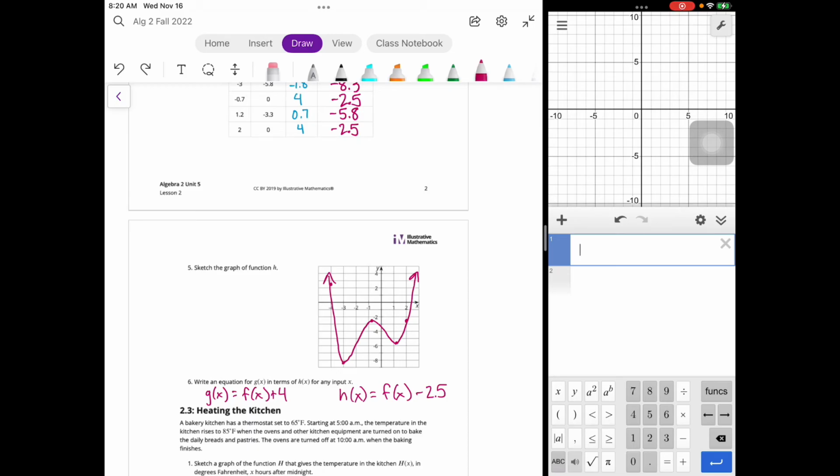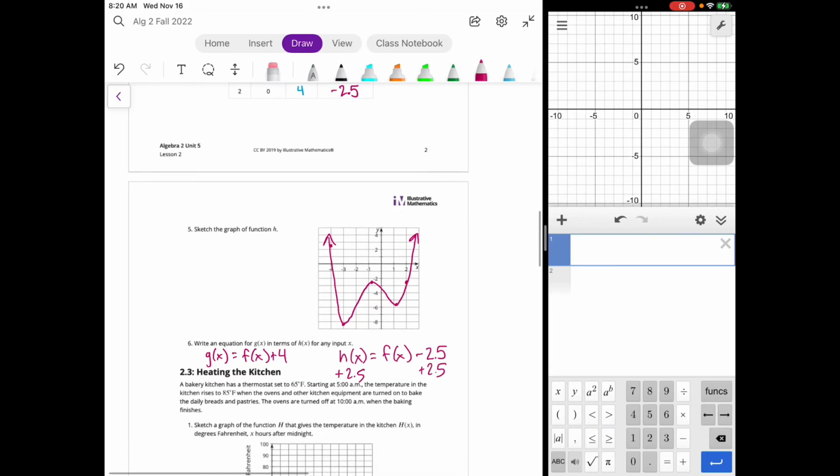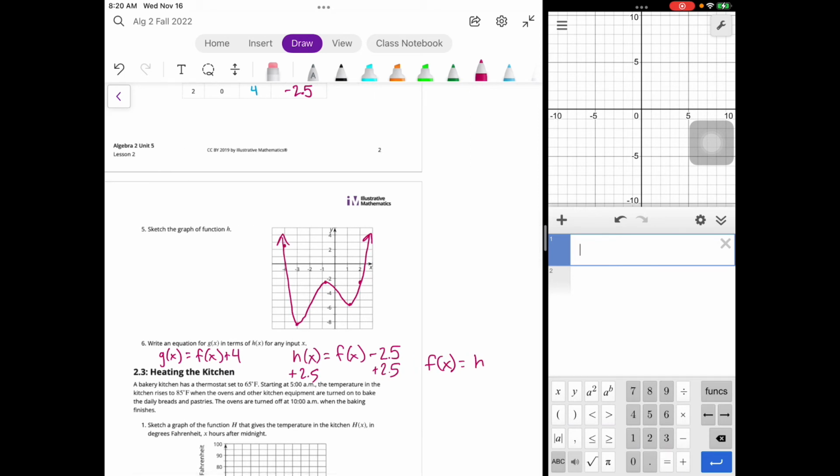So if I add the 2.5, then I know that f of x equals h of x plus 2.5. So now I can take this piece and plug it in for f of x here by using substitution. So g of x is equal to h of x plus 2.5 plus 4, so that's going to be 6.5. And that is g of x in terms of h of x.